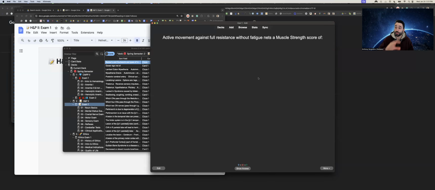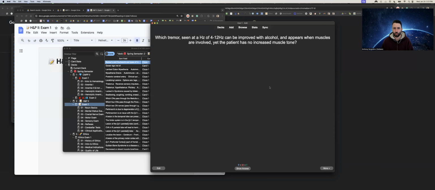All right, we have officially seen every card at least once, many of these twice. So now we're going to go through these hopefully a third time and send them to tomorrow. Active movement against full resistance without fatigue, and that's a muscle strength score of 5. So now we can hopefully pick up speed.